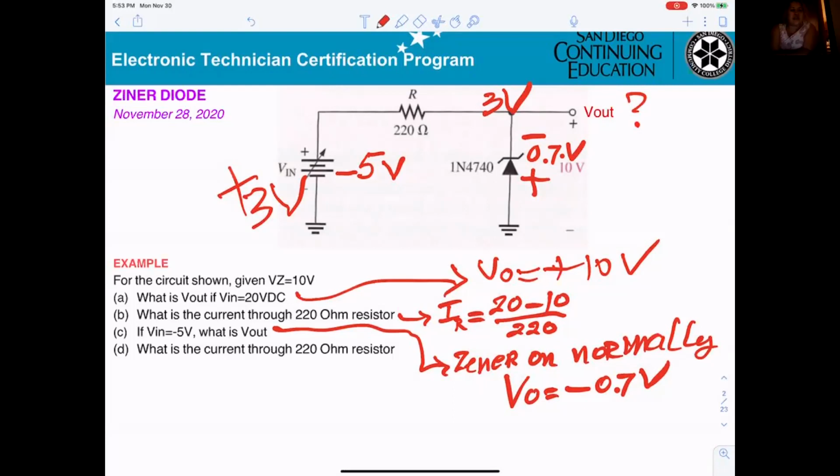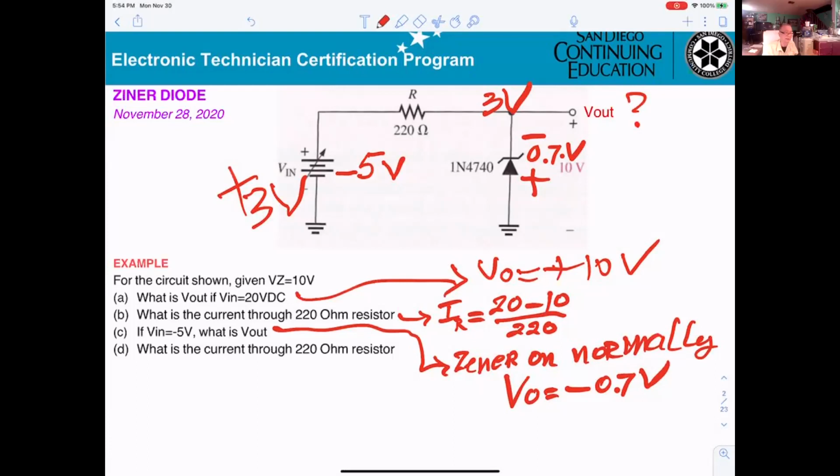Mr. Pham, if VR equals the VZ, then does that apply also series or parallel, doesn't matter? What do you mean VR? For the breakdown voltage of the Zener equals the resistor voltage drop, right? They will not necessarily be the same. The voltage drop depends on the V in. Okay, thank you.